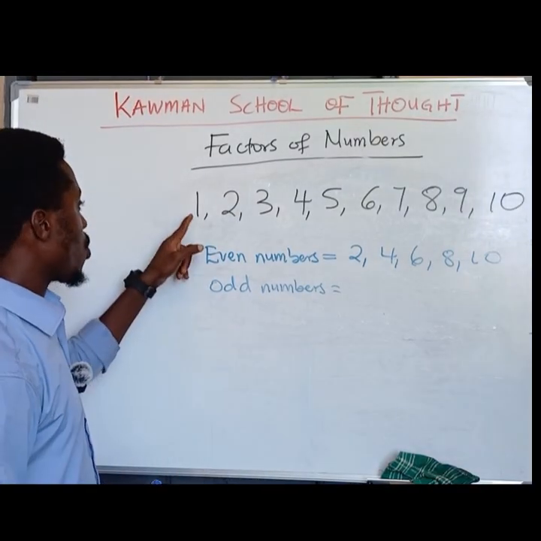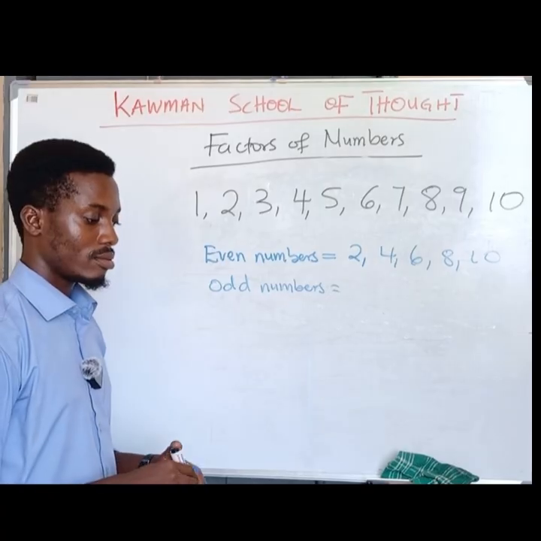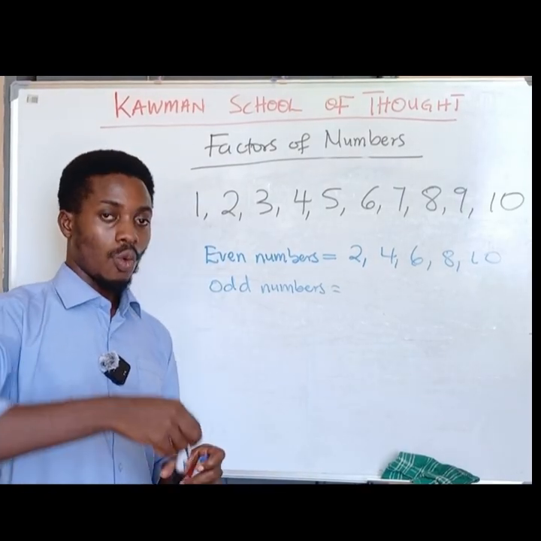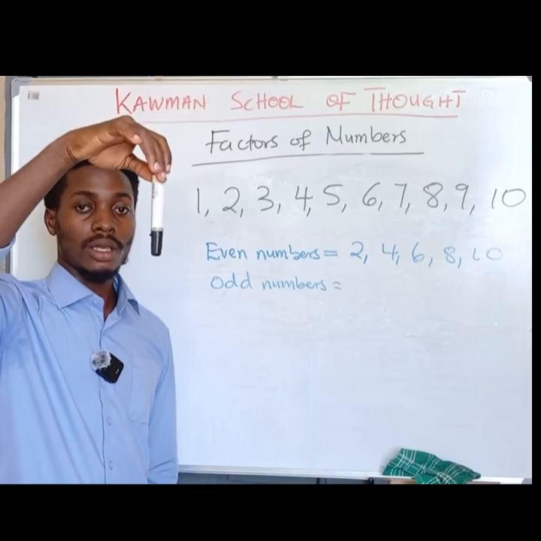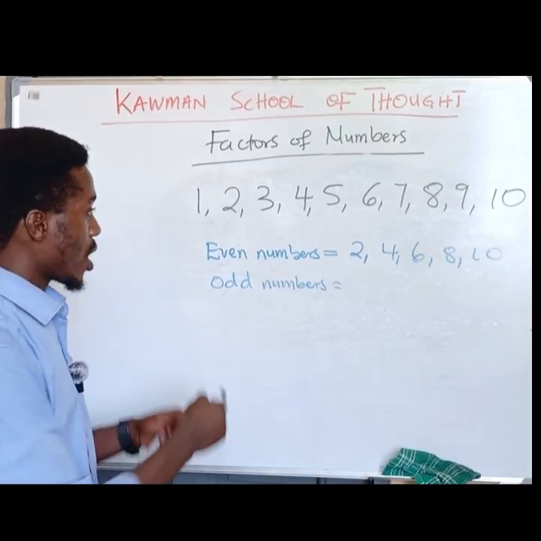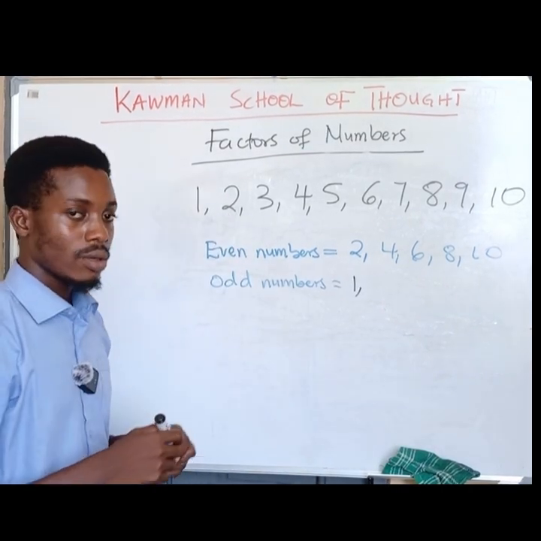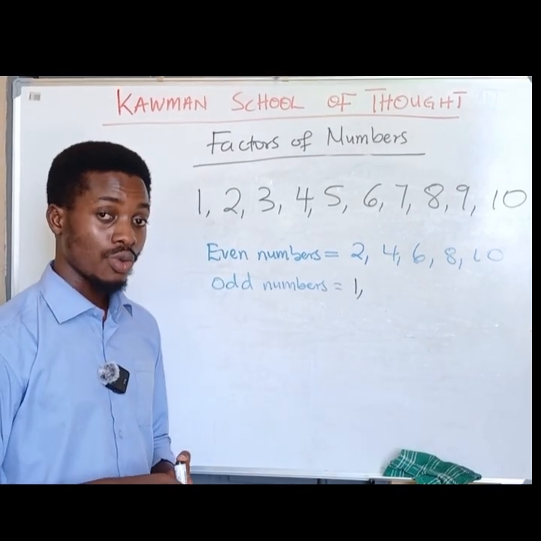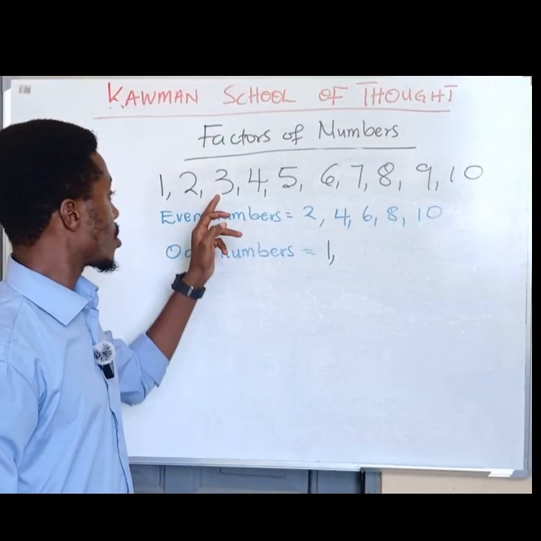Now, if I have 1 divided by 2, how many times will 2 divide this 1? 0, right? Remainder 1. Okay, so 1 is an odd number. Now 2 divided by 2 is what? 1, remainder 0, so it's not odd.